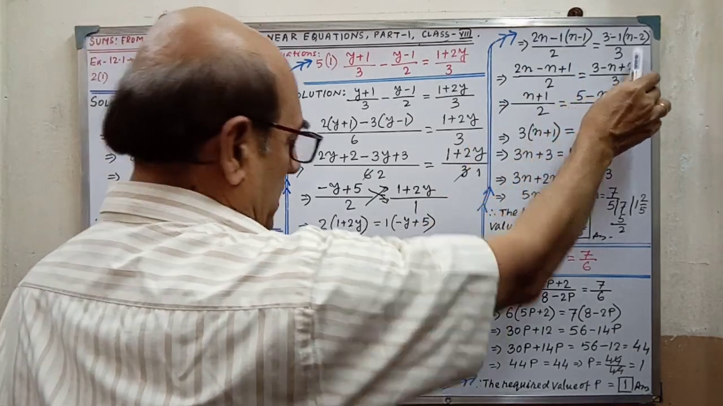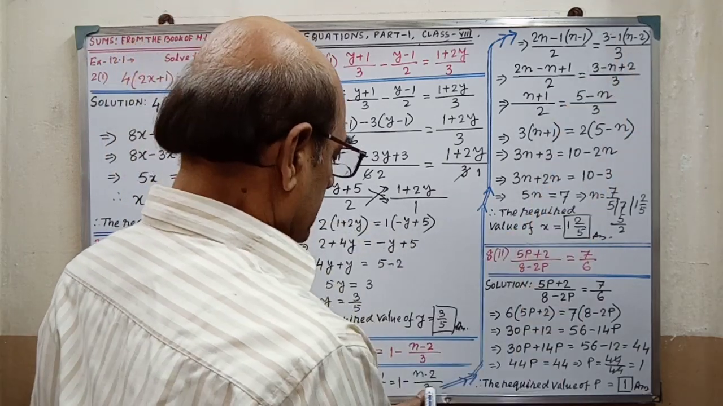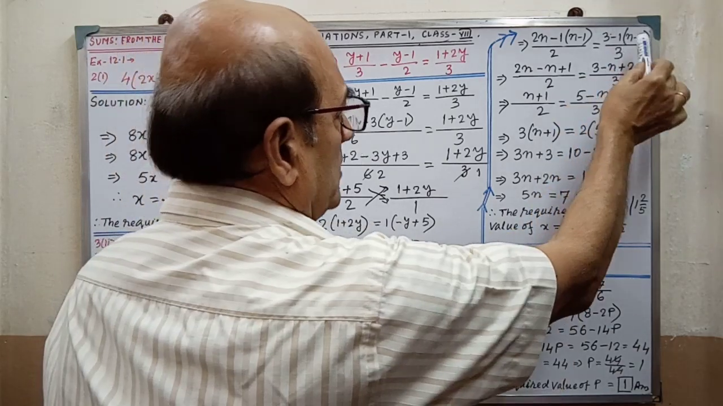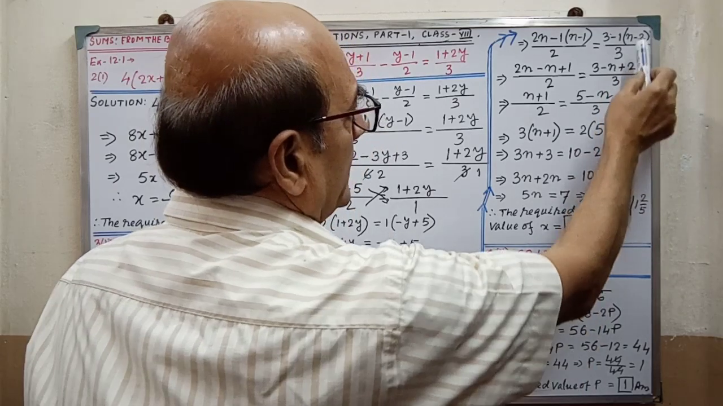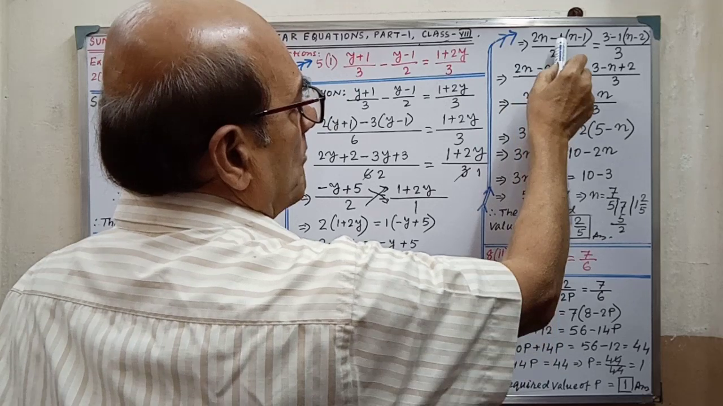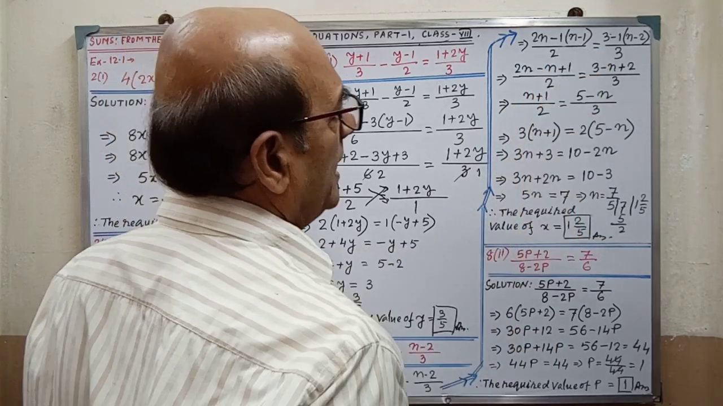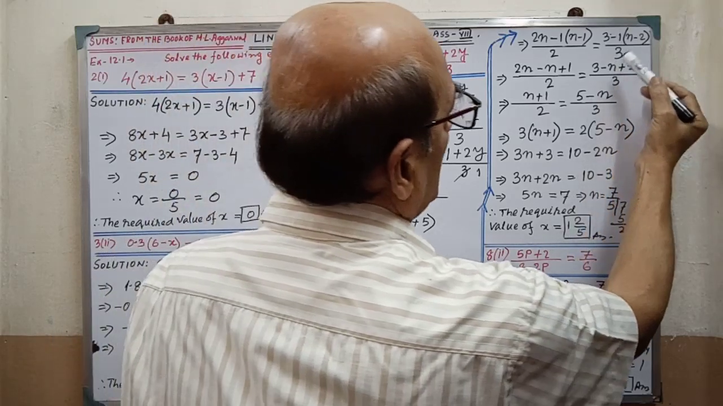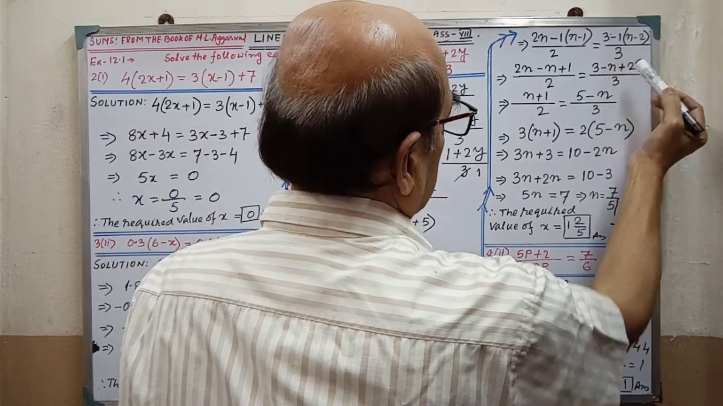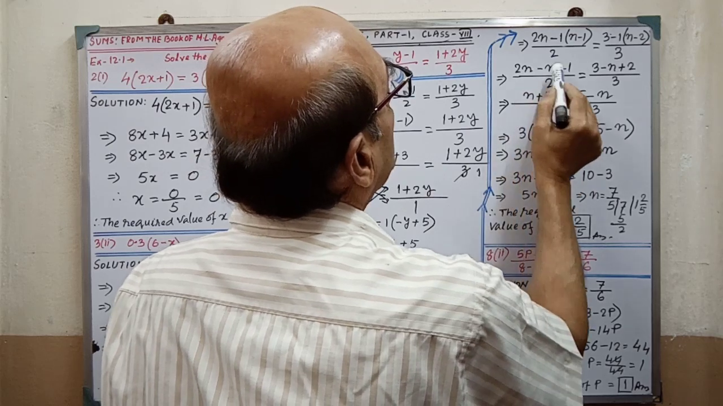Same thing here we have to do LCM 3, and 3 into 1, that is 3, and 3 divided by 3, that is 1. 1 into n minus 2. In this way you have to do. Then we have to simplify. This is 2n minus n, and minus it will be plus, that is plus 1, and here also same thing, minus it will be plus. Then by simplifying we are getting n plus 1, that is 2n minus n, that is n.